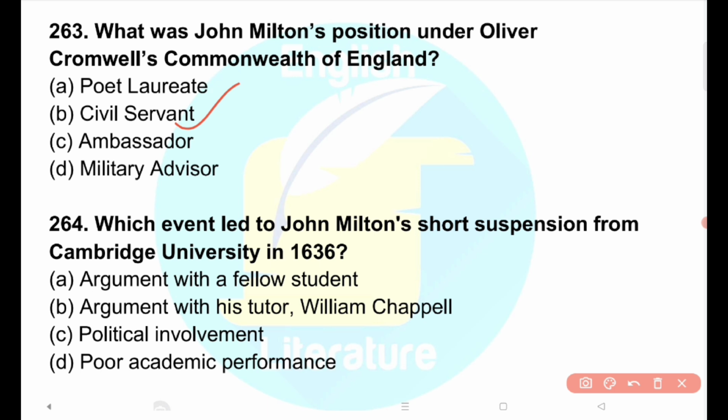Which event led to John Milton's short suspension from Cambridge University in 1636? Option B, argument with his tutor William Chappell. Milton had a heated dispute with his tutor William Chappell at Christ's College, Cambridge. As a result, he was temporarily suspended but later reinstated. Despite this, he completed his degree in 1632.